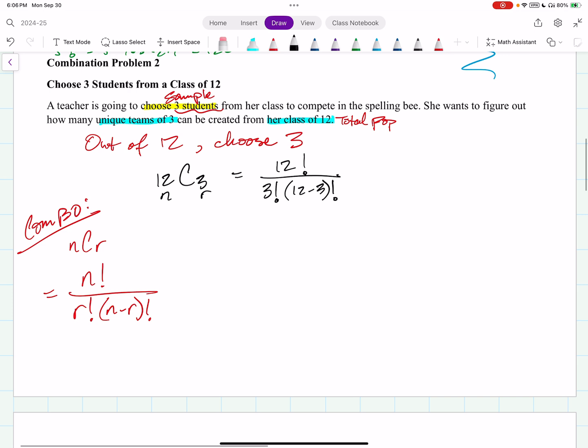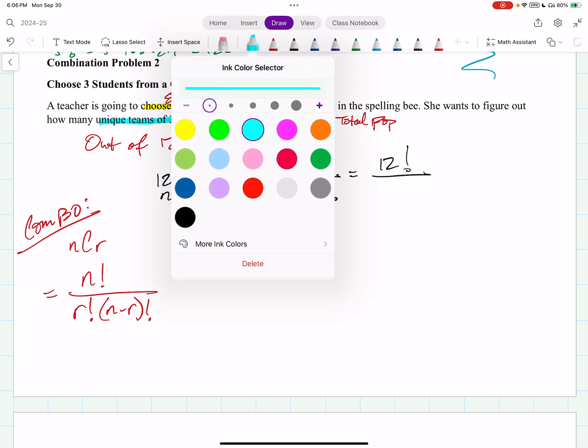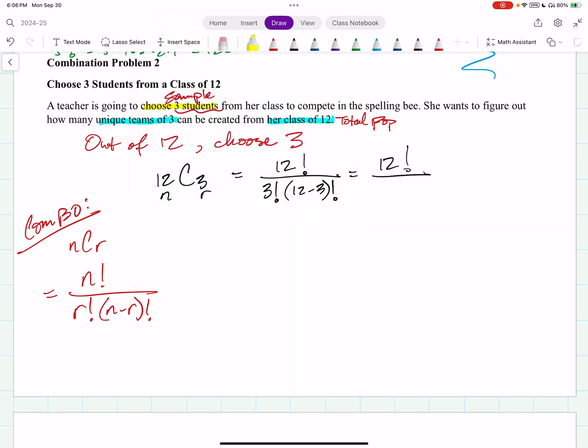All right, now let's see if you guys are right. Let's check your work, okay? So I'm going to simplify a little bit first. I got 12 factorial up top, 3 factorial. I'm just going to handle one thing at a time here. Actually, I'll expand that here in a minute. 12 minus 3 is obviously 9. Okay, so here we go.